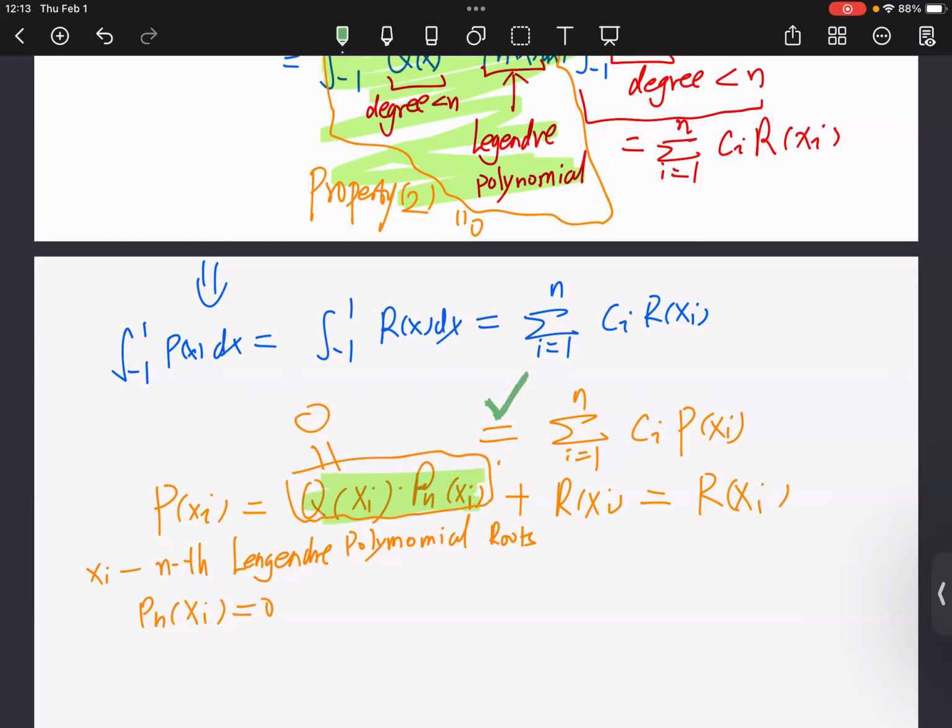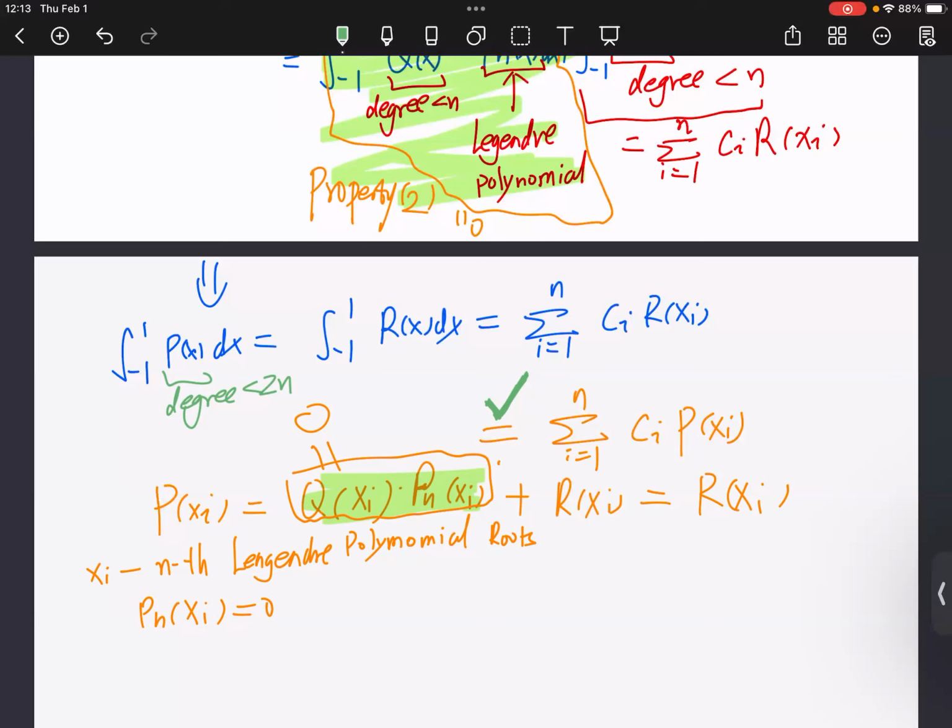And this polynomial, which has degree less than 2n, equals such a Gaussian quadrature rule here. And this is how we prove that the Gaussian quadrature rule works for polynomials with degree less than 2n. Does it make sense? We investigated the basic situation, where the degree is less than n. But how can we go further?